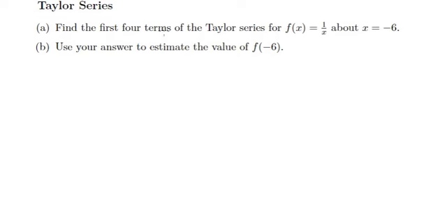Find the first four terms of the Taylor series of this function, f(x) = 1/x, and we have a equal to negative 6. The formula of this situation should be like this. So I will put a equal to negative 6. So I will write the formula in here.